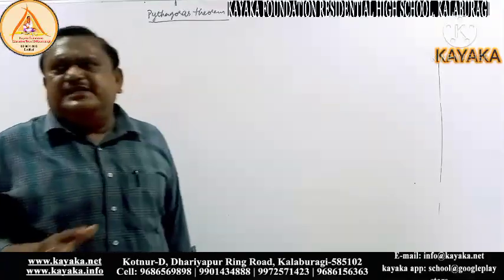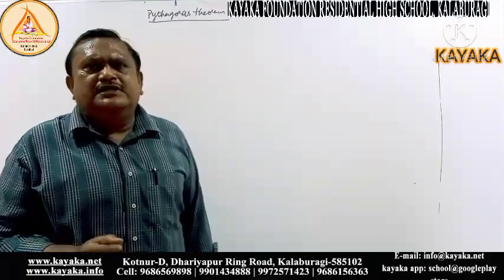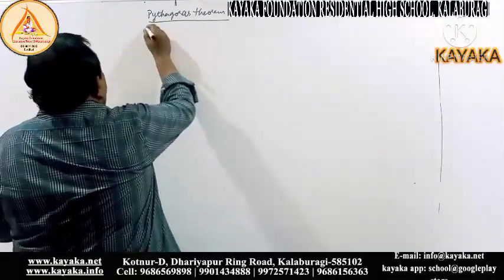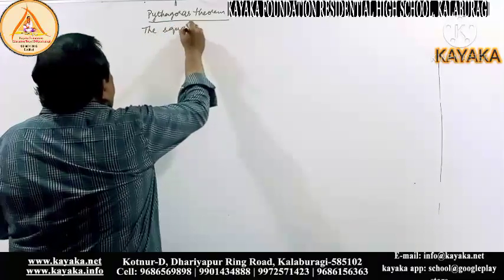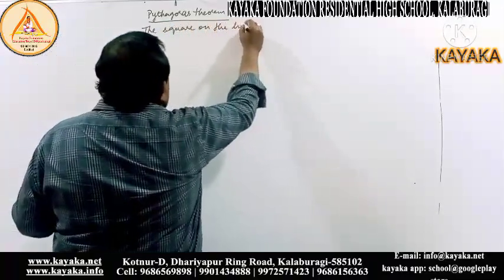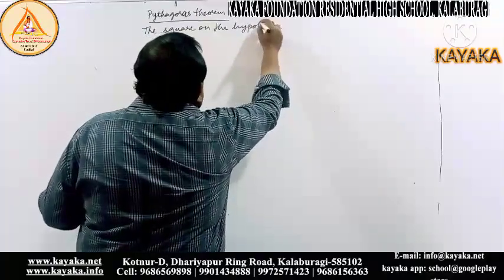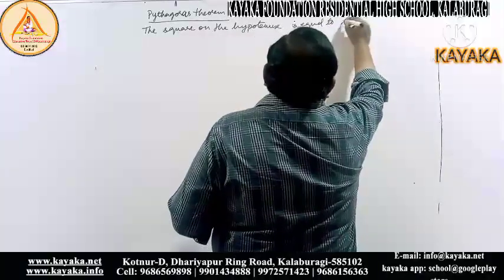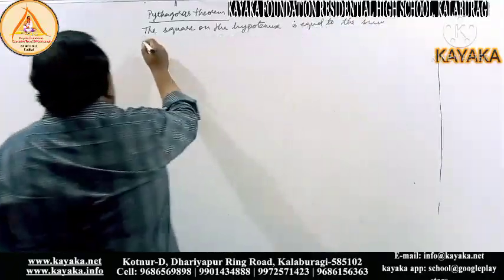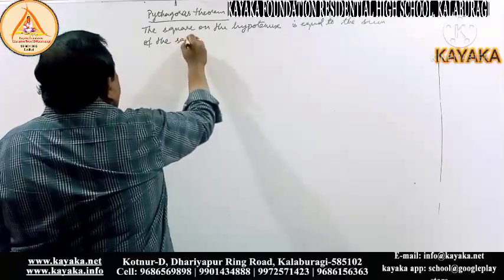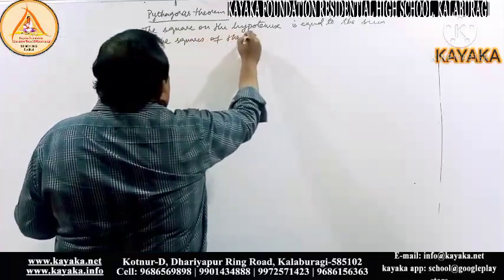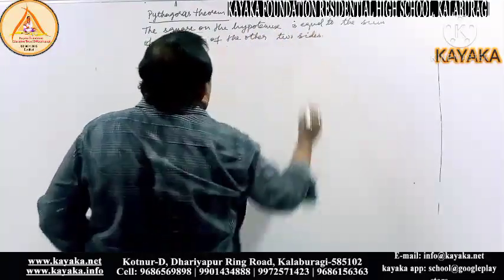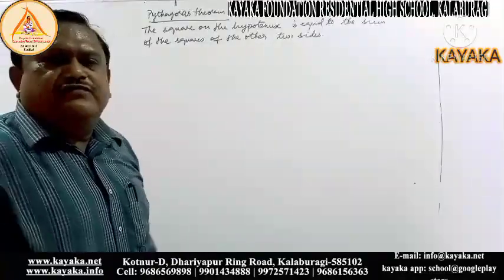The statement of Pythagoras theorem is the square on the hypotenuse is equal to the sum of the squares on the other two sides. Okay. Therefore, the square on the hypotenuse is equal to the sum of the squares of the other two sides. Okay, dear children, this is the statement of the Pythagoras theorem.